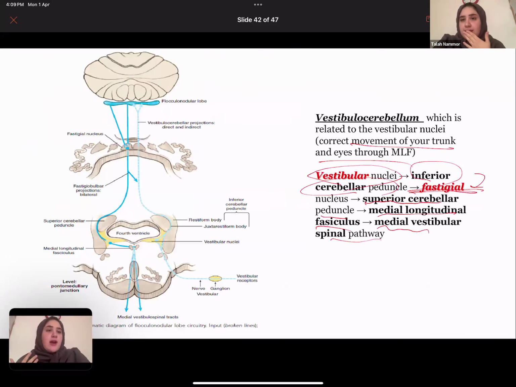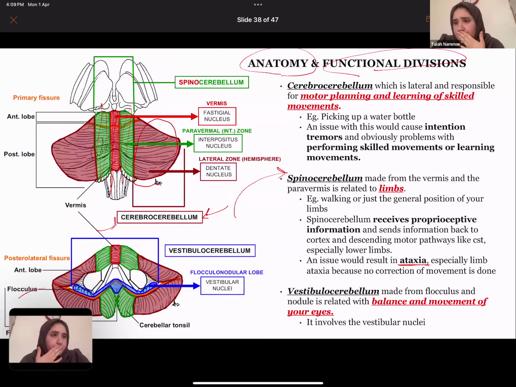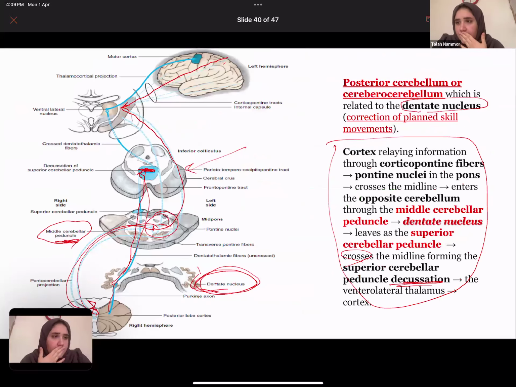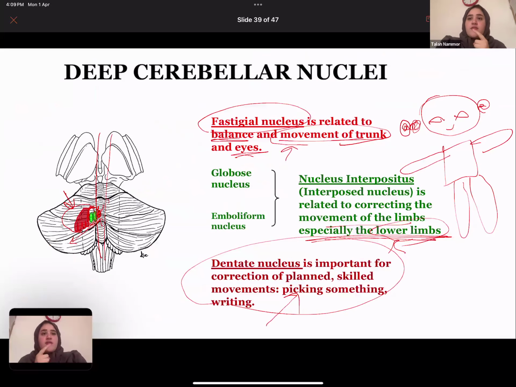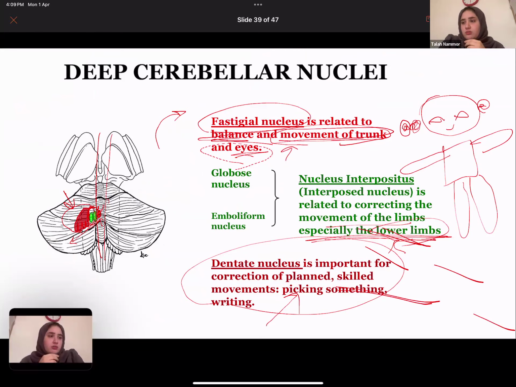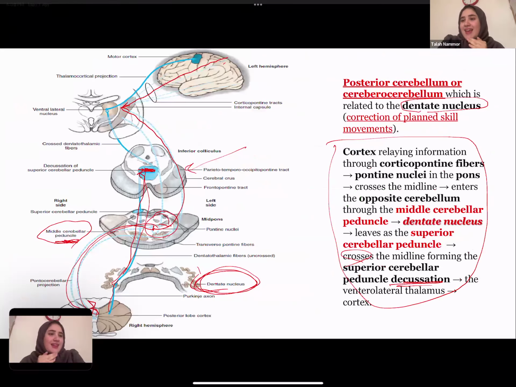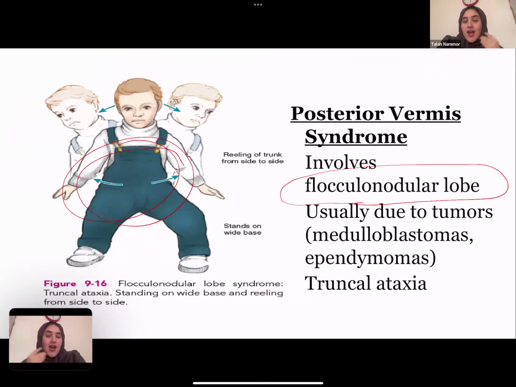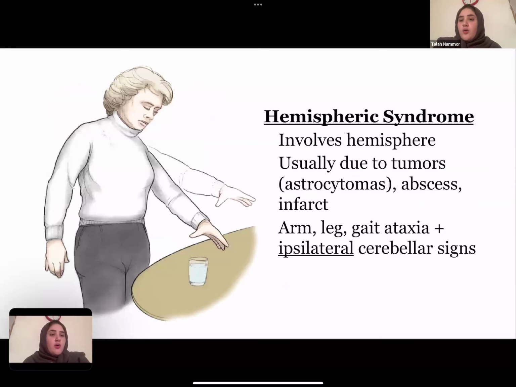Because remember how we said the fastigial nucleus is related to balance and movement of the trunk and eyes. So if the folliculonodular lobe or the vestibulocerebellum is affected, the fastigial nucleus is affected, so we have truncal ataxia. If you think of it, you're going to have no balance, and the eyes are going to be weird.